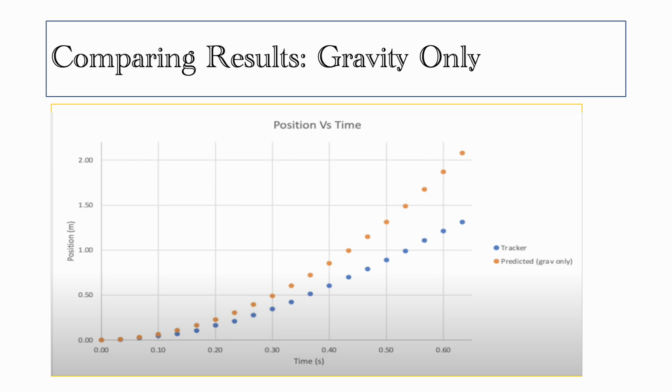Comparing our results here, we can see that it is pretty deviated. The one from Tracker goes much less than the one that is predicted by the code.